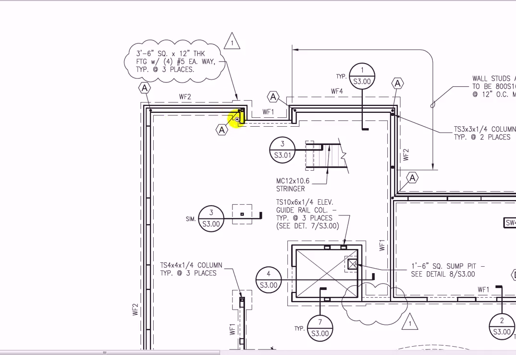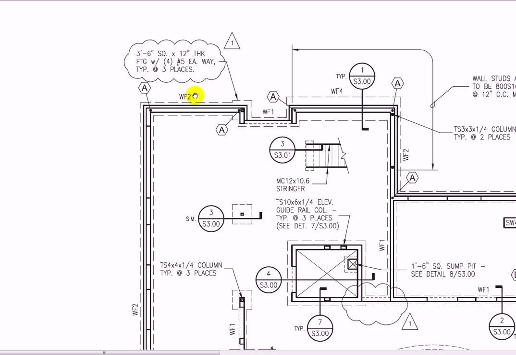You can see we have a square here, 3'6" square by 12" thick footing with 4 number 5 rebars each way, typical of 3 places. Okay, so the engineer is getting a little lazy here. He pointed to one and says there's 3 of them. So I gotta go look somewhere else in the drawing. Looks like it's probably there's one and maybe that's the other one. Okay, so I'm assuming that those are made up the same way.